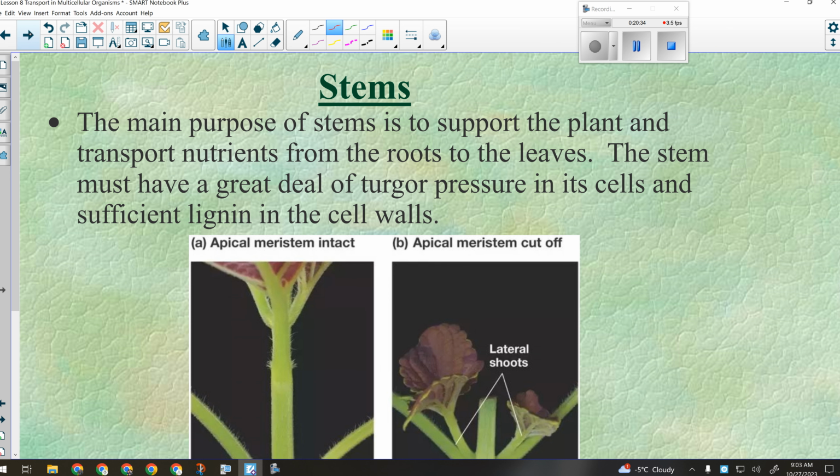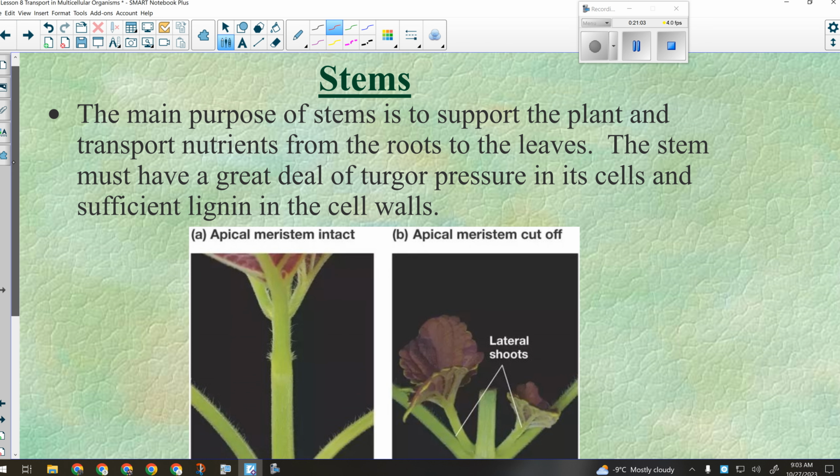Stems. The stem is the part that does transporting. Sure, they're green in a lot of plants, and if they're green, they are carrying out a little bit of photosynthesis, but it's not their primary job. They're specialized to do two things: support and transport. They have to support any foliage above, and they have to have the tubes that transport the water and sugar. So support the plant, transport nutrients from the roots to the leaves.